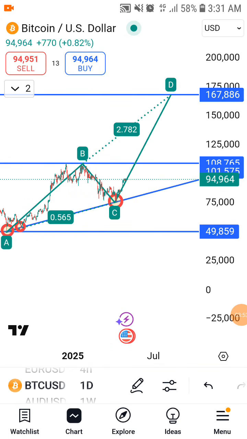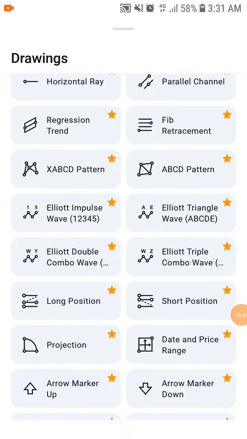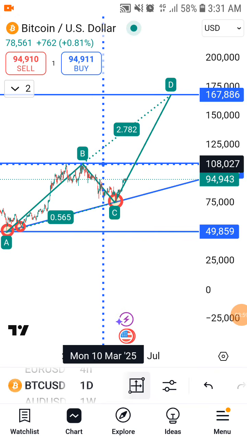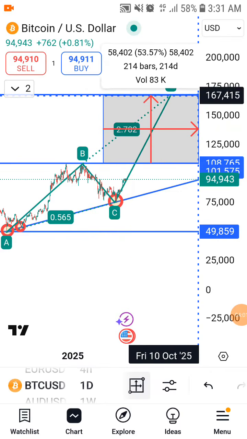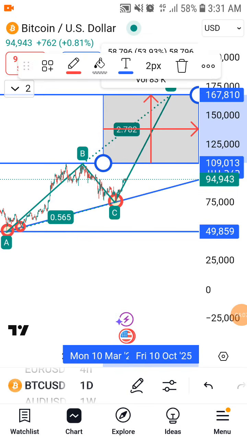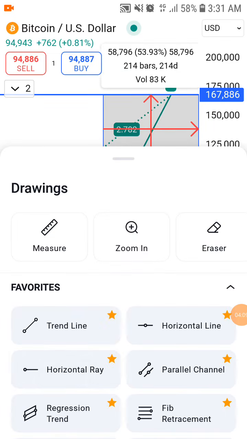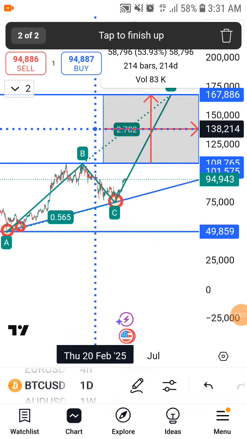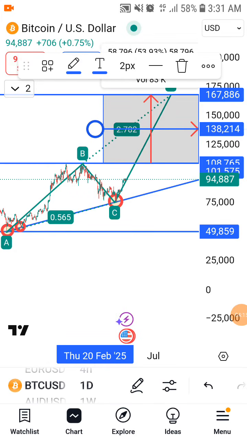But for the short take profit, we are going to mark the half of the distance of CD to be our TP2 on this market. Can you see? To be TP2 on this market. This is the half of CD, which is equal to the half of AB, right?